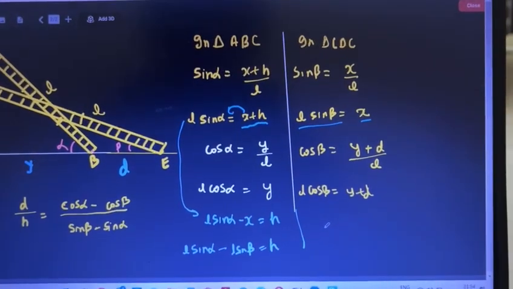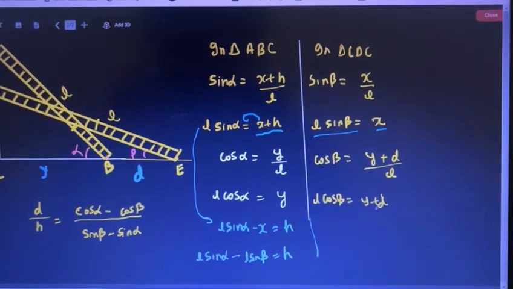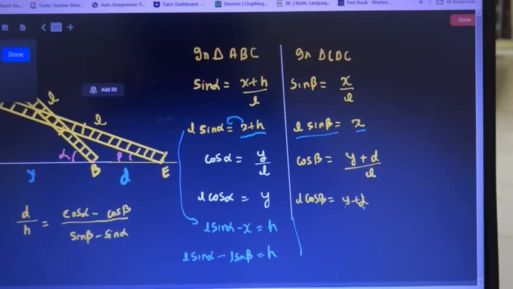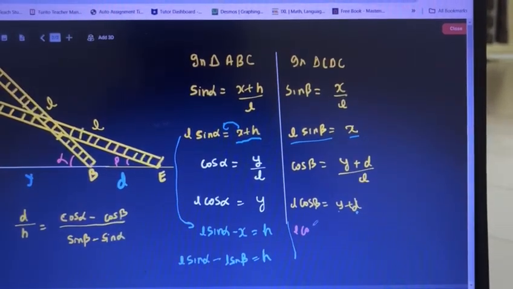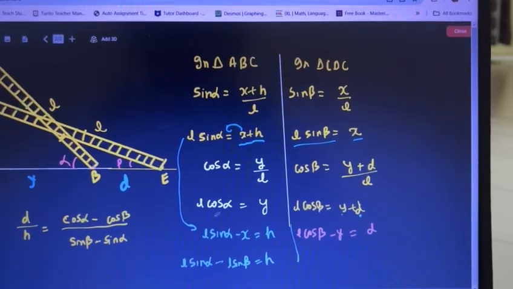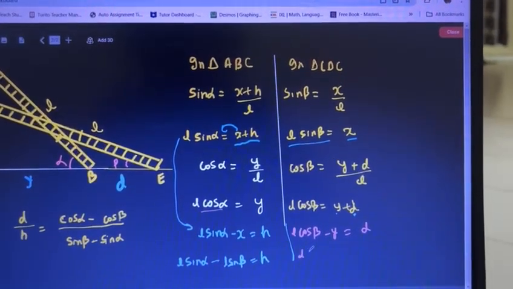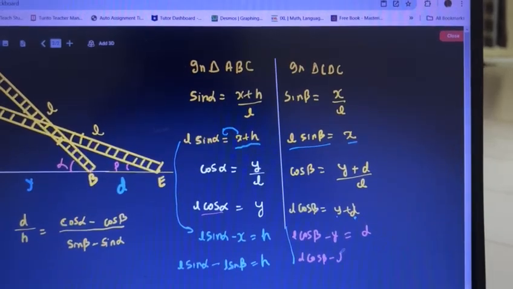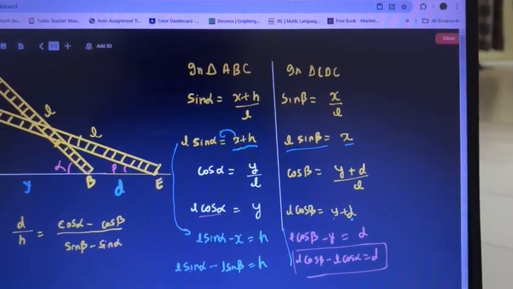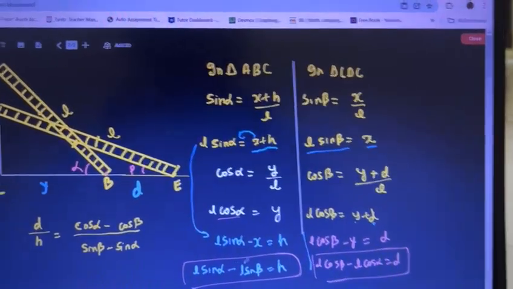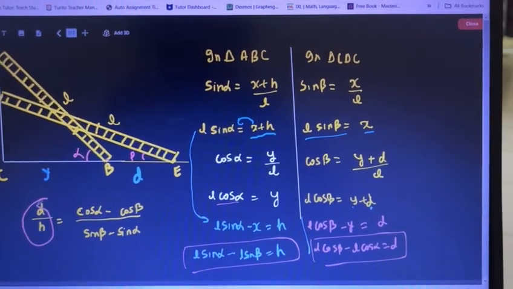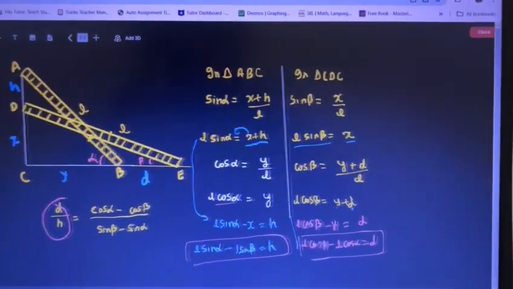Okay, we are almost done. Now shift this Y to the left hand side, so it will be L times cos beta minus Y is equal to D. Now what is your Y? Y is here, L cos alpha. So plug it in here: L cos beta minus L cos alpha, that is your D. Now we know what our D is, and we know what our H is. So now we have H and D both, and what you have to find out is the ratio of D and H, right? So we're almost done.